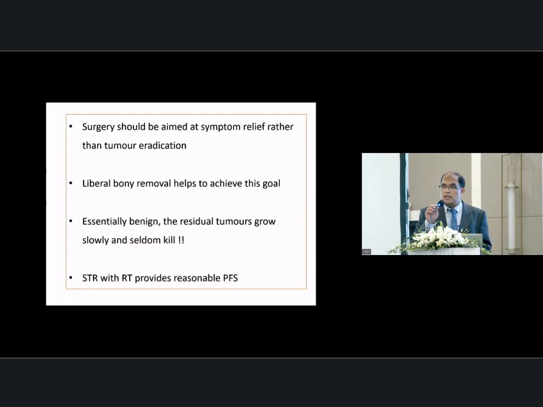So this is the take-home message. Surgery should be aimed at symptom relief rather than tumor eradication. Liberal bony removal. These are essentially tumors where the residual tumor grows very seldom, and they do not generally cause disabling deficits like hemiplegia. It's usually proptosis and visual complaints. Subtotal resection with radiation provides reasonable progression-free survival. That is what the literature says, but on a personal note, I generally tend to keep them on follow-up rather than subject them to radiation.